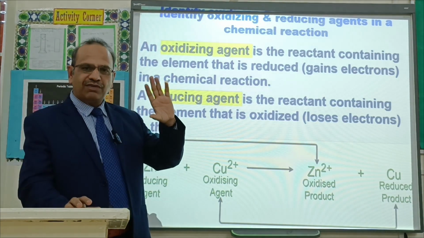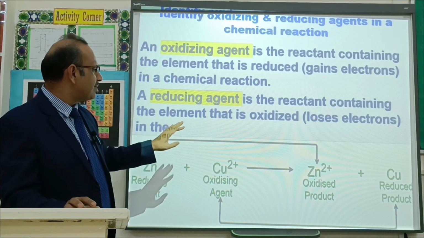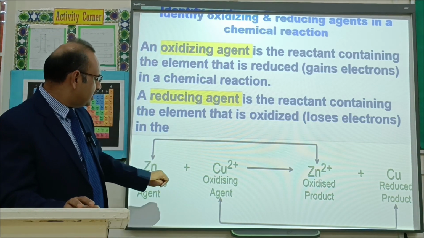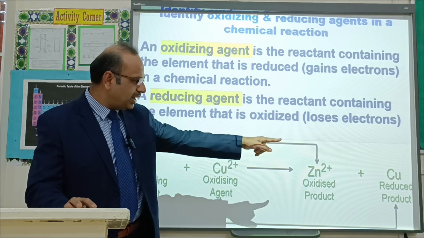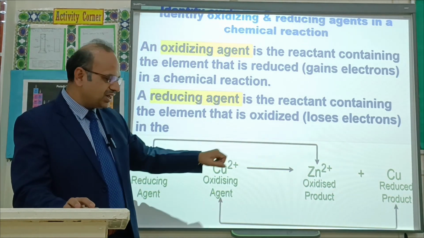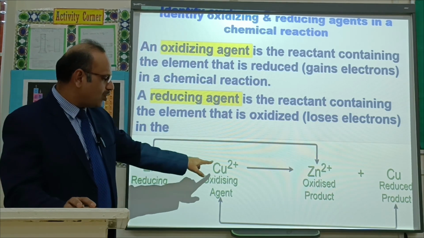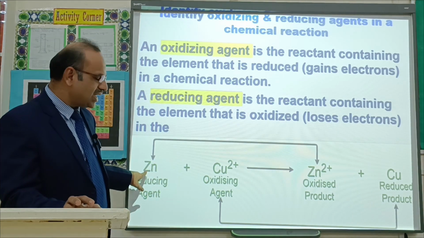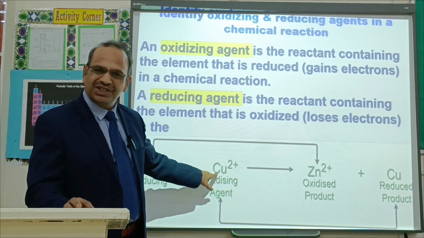If someone asks you to identify the oxidizing agent and reducing agent, here is one more example. Look at this: if zinc is allowed to react with the copper ion, zinc ions are formed and solid copper is formed. In this equation, the zinc changed into zinc ion. What happened with the zinc? Oxidation takes place. And the copper ion changed into solid copper. What happened? Reduction takes place. It means that in this reaction, zinc acts as the reducing agent and copper acts as the oxidizing agent.